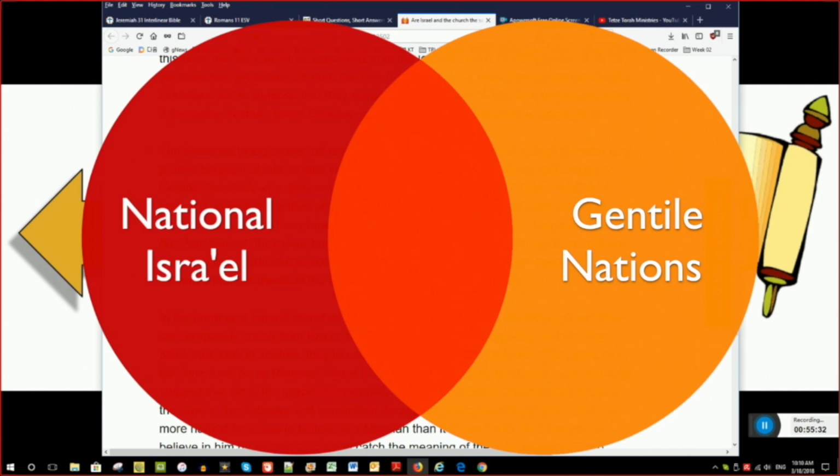And as we draw these two circles close to one another, that little orange section in the middle where they overlap, known as remnant Israel, is a composite of people from national Israel who have placed their faith in Messiah. So notice they move from the outermost left edge into that center section. And it's also composed of people from the surrounding nations who have also placed their faith in Messiah and moved from the outermost right circle in towards that center section. So they move from the mustard colored section into the orange section right there in the middle.